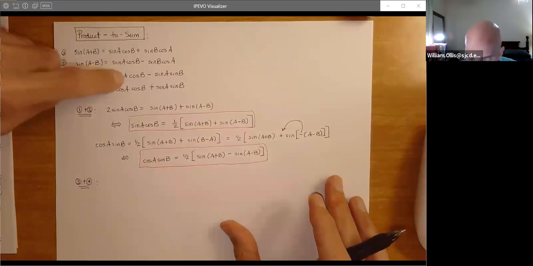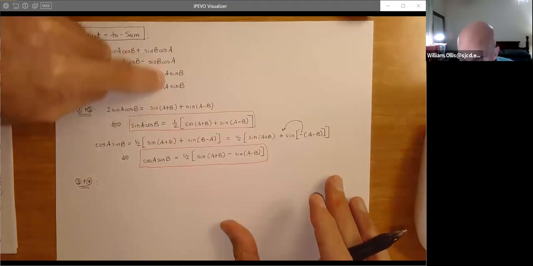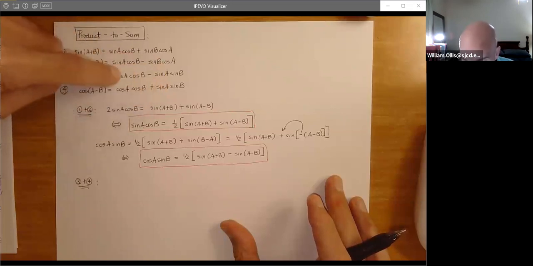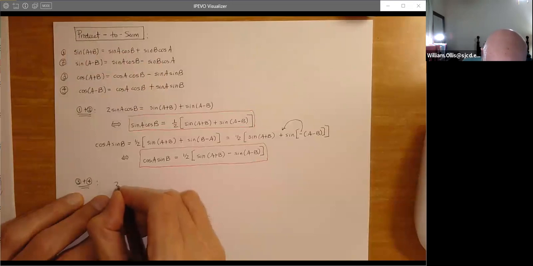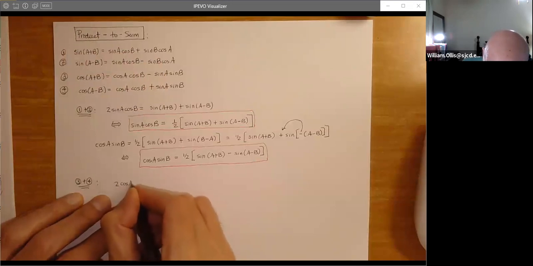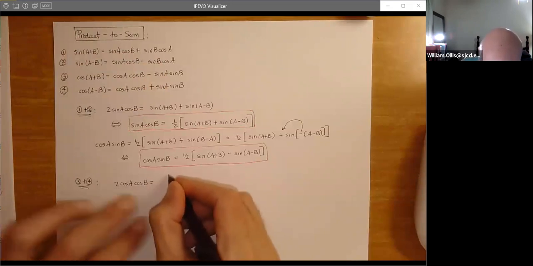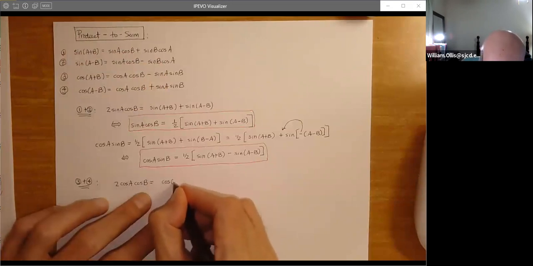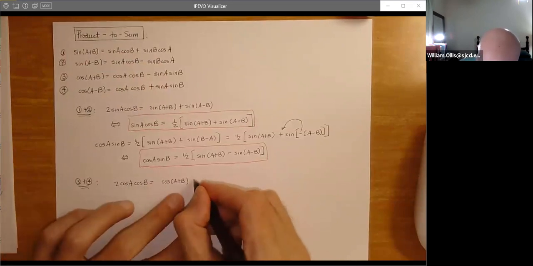Okay, so notice when we add equations 3 and 4, the sine terms absorb, but we get 2 of these. So this implies that we get 2 times cosine A cosine B equals cosine(A + B) plus cosine(A - B). If this were any easier, you wouldn't believe me either. These are so simple.